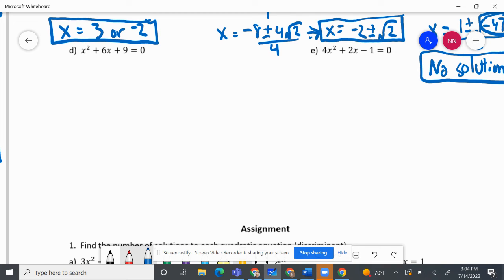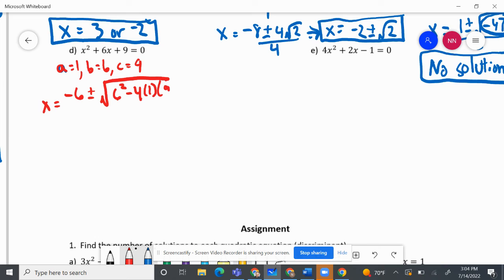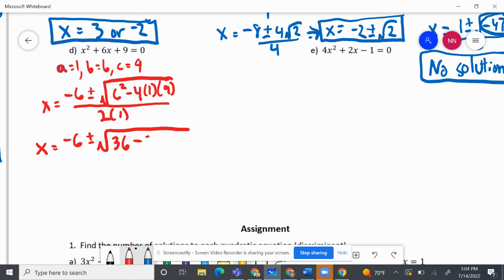Now, if we're looking at letter D, we have A equals 1, B equals 6, C equals 9. So we have x equals negative 6 plus or minus the square root. We have 6 squared minus 4 times 1 times 9. And we're dividing the whole thing by 2 times 1. So x equals negative 6 plus or minus the square root. We have 36 minus 36 all over 2.